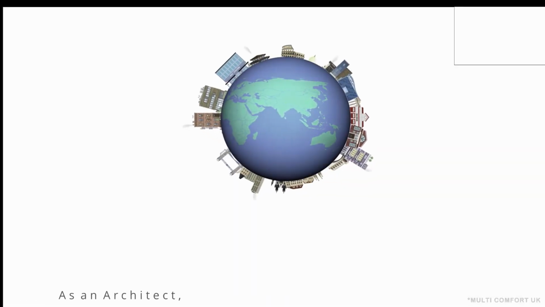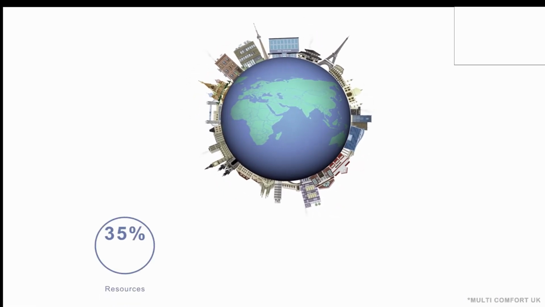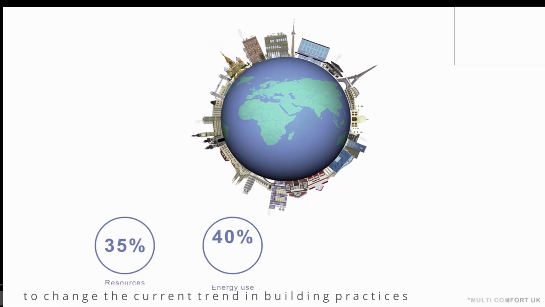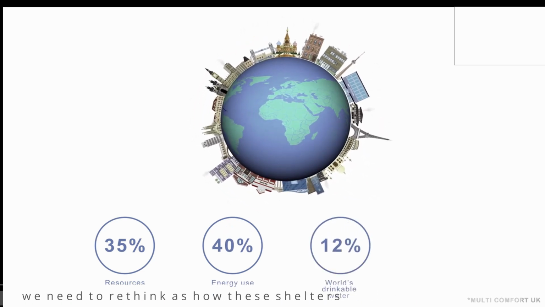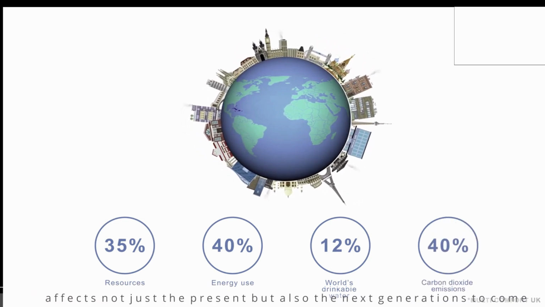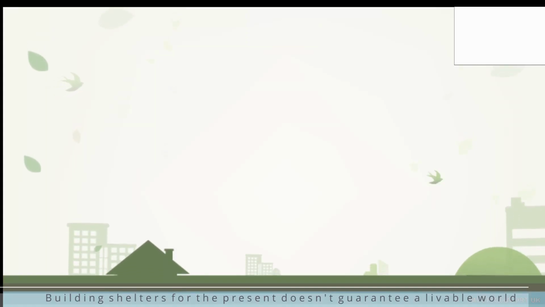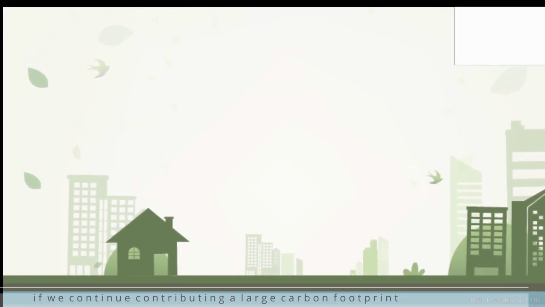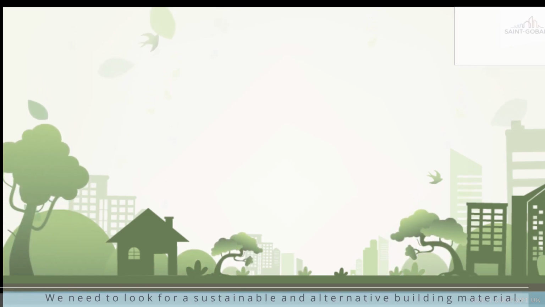As an architect, I personally think that our sector has a bigger responsibility to change the current trend in building practices. As we are tasked to design shelters, we need to rethink how these shelters affect not just the present, but also the next generations to come. Building shelters for the present doesn't guarantee a livable world in the future. If we continue contributing a large carbon footprint, we need to look for a sustainable and alternative building material.